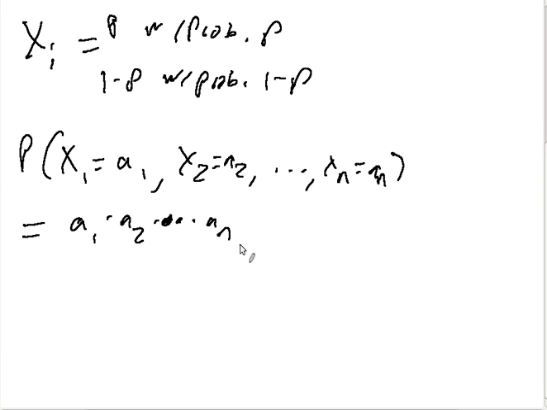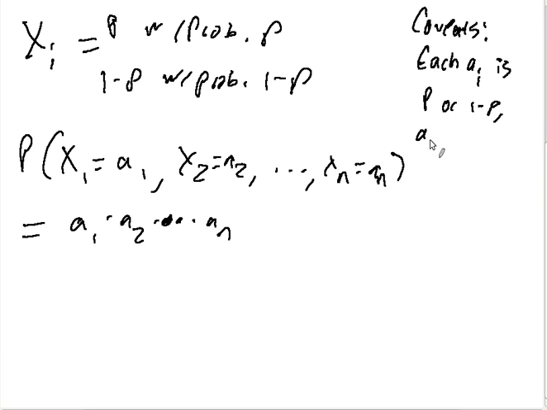Now, there's a couple caveats here. This is only strictly true if each ai is p or 1 minus p. Otherwise, this probability is just going to be 0 because those are the only values any of the xi ever take on. And p is not exactly 1/2.